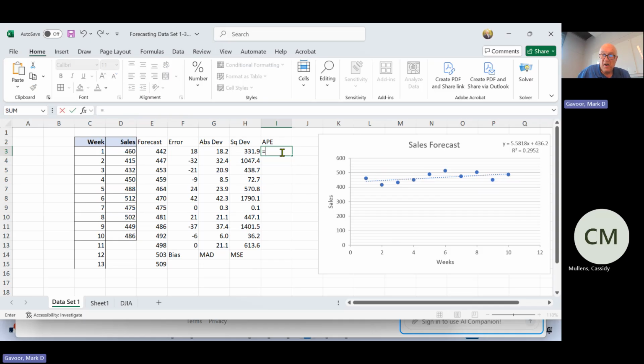So how do I do percent error? I go to the absolute deviation. I divide. And what do I divide it by? The forecast or the sales? Made the mistake of making eye contact. Which one do you pick? Forecast or sales? You've got a 50-50 chance of getting it right if you're guessing.